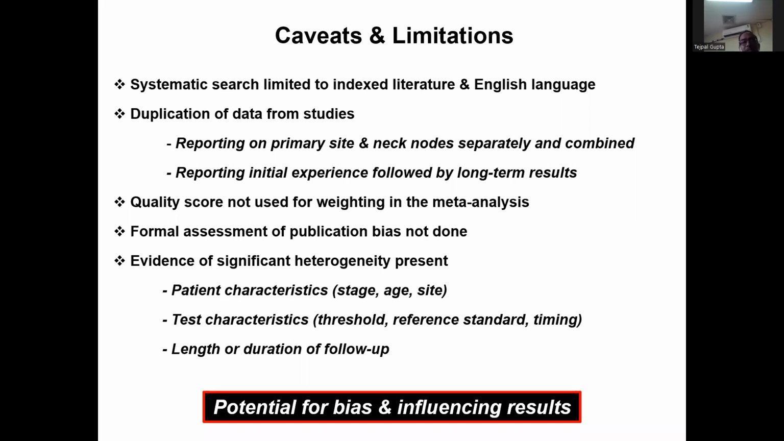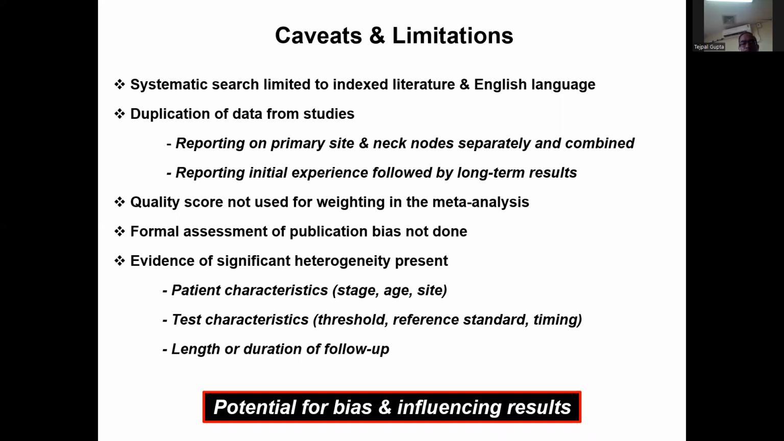What are some of the caveats and limitations? The search that we did of the literature was limited to English language and PubMed Medline. There may have been duplication of data. Some studies reported both on primary sites and neck nodes separately and combined. Some studies reported initial experience followed by long-term results. We did not use the quality score on QUADAS for weighting in the meta-analysis. A formal assessment of publication bias was not done, and there was evidence of significant heterogeneity. And although we used the random effects model, you cannot really take away the heterogeneity aspect from the results.